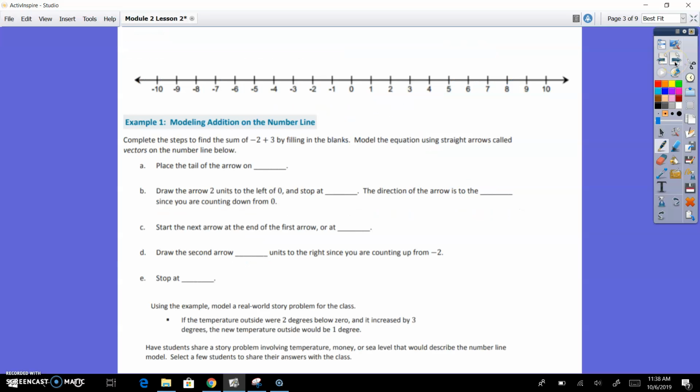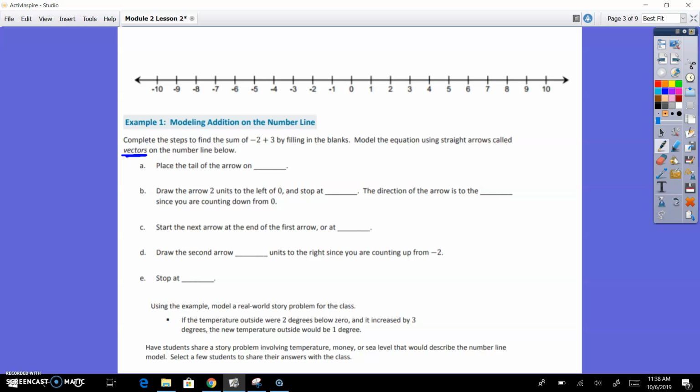Okay. In example 1, we are asked to complete the steps to find the sum of -2 plus 3 by filling in the blanks. You don't have that number line at the top. I'm just going to use it so it helps us to fill in the blanks. So model the equations using straight arrows called vectors. So now instead of using the curved arrows like we just did in the exercise, we're going to use straight arrows, and they're called vectors. Okay, so we're just upgrading our lines a little bit.